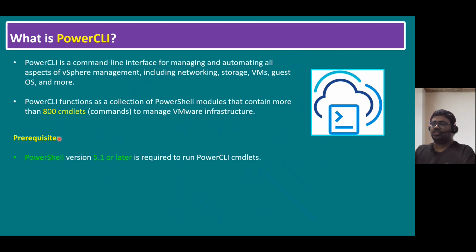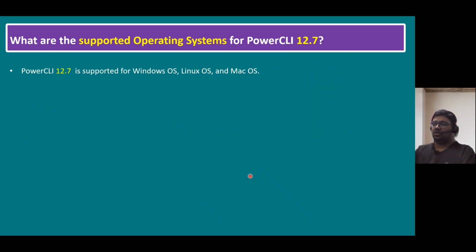As I mentioned, the prerequisite for PowerCLI is that we must have PowerShell version 5.1 or later, whether on a Windows client, Windows Server, Linux, or macOS. If you have PowerShell version 5.1 or later, then you can easily run PowerCLI. Now, let's talk about the supported operating systems for PowerCLI version 12.7. PowerCLI 12.7 is supported on Windows, Linux, and macOS operating systems. Even on macOS we can run PowerCLI.